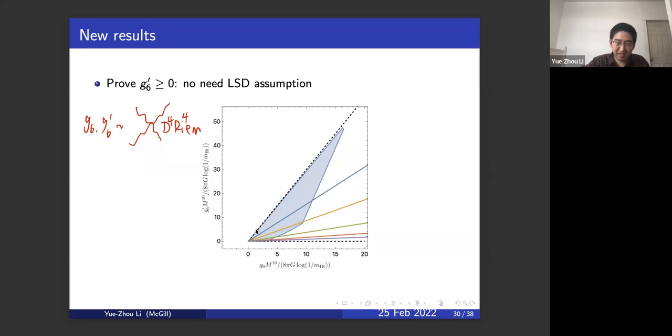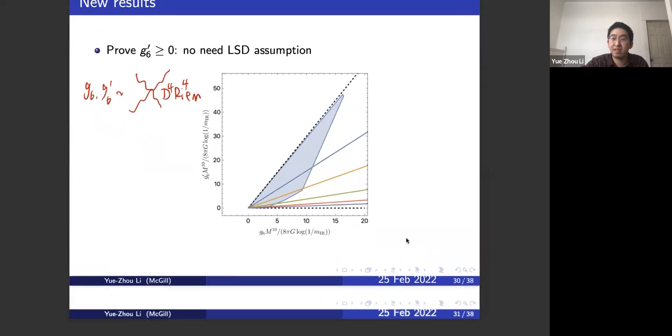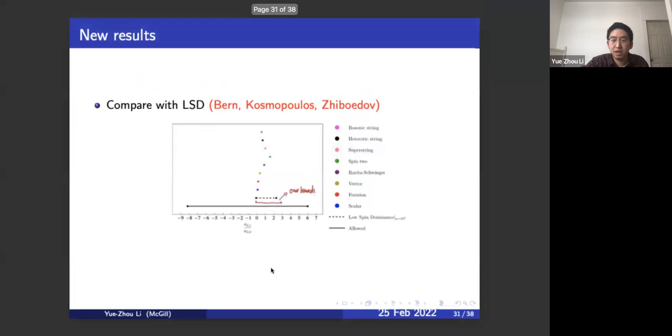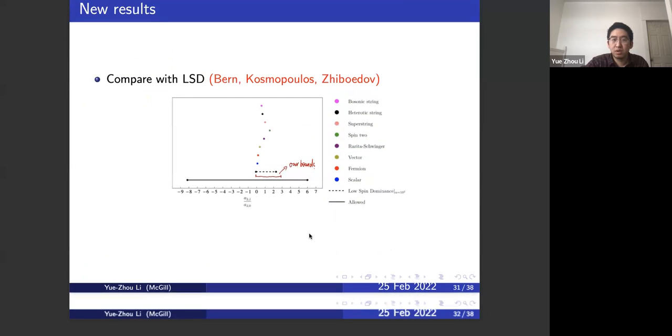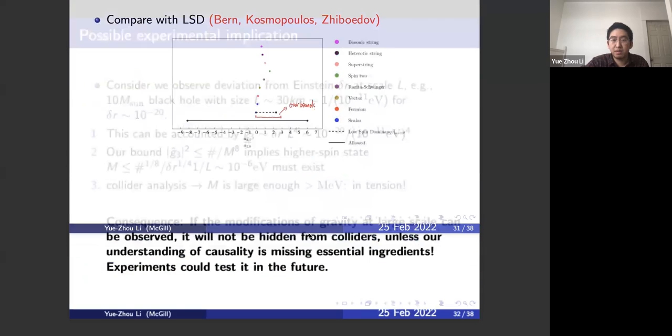And from this plot, that means if we really include the Einstein gravity, this very surprisingly proves that G6 prime must be positive. So we don't need any low spin dominance assumption, and we can prove this bound if we include gravity, if we probe the Einstein gravity rather than just using the forward limit. And this is our bounds compared to no spin dominance.